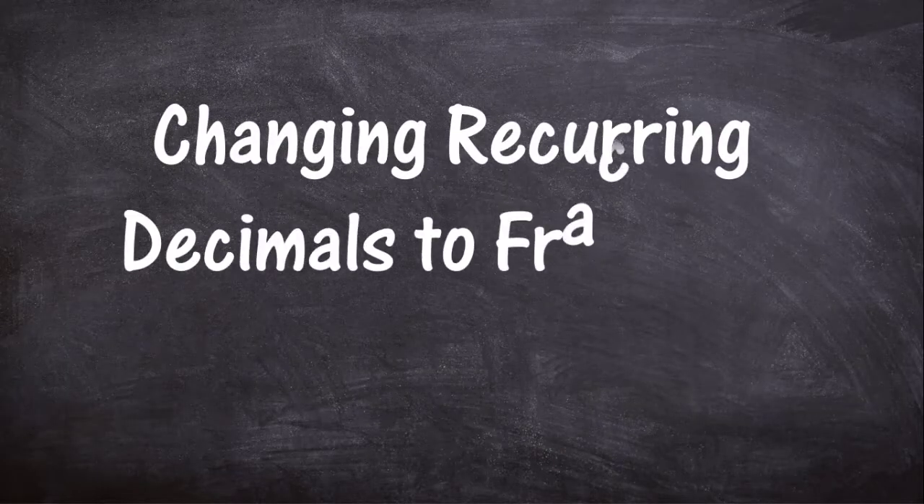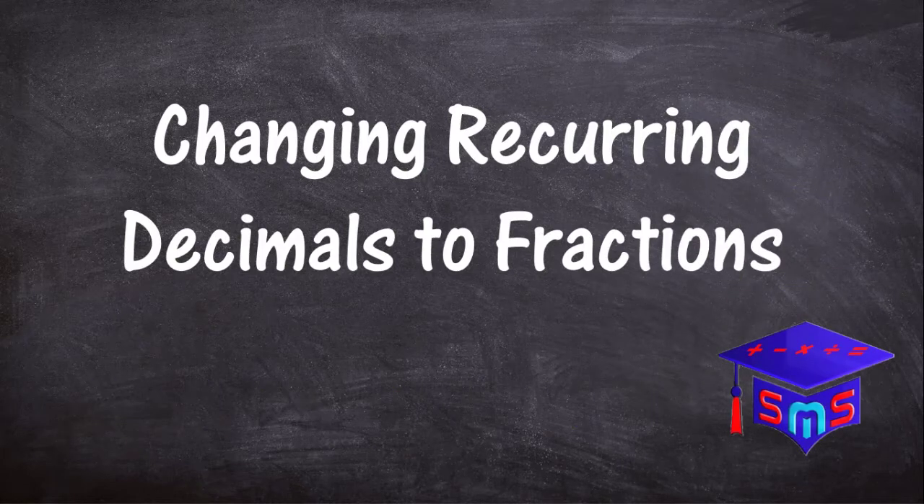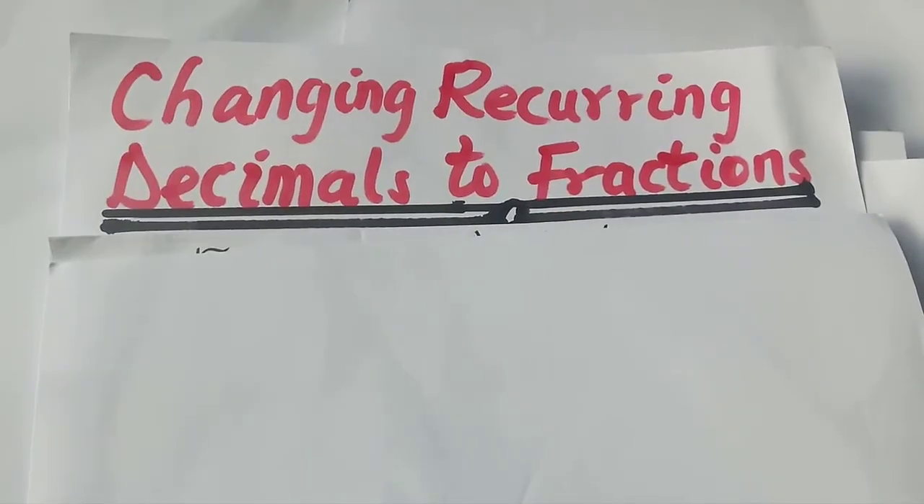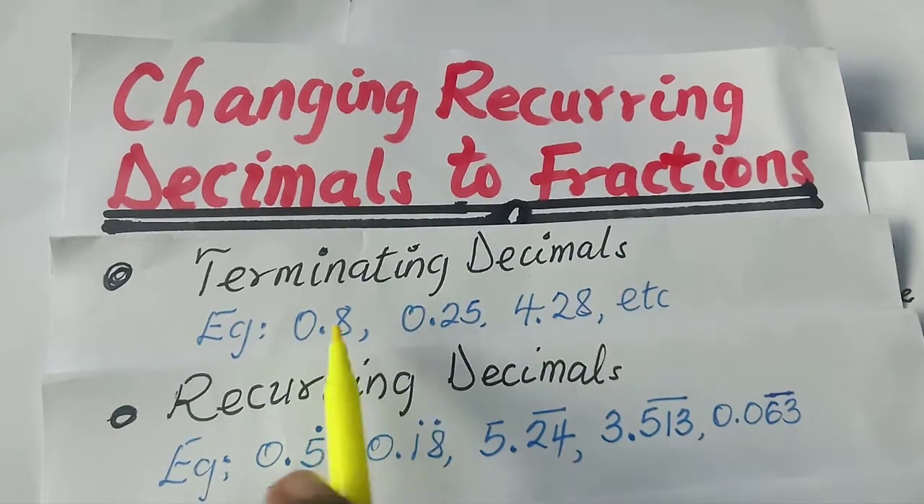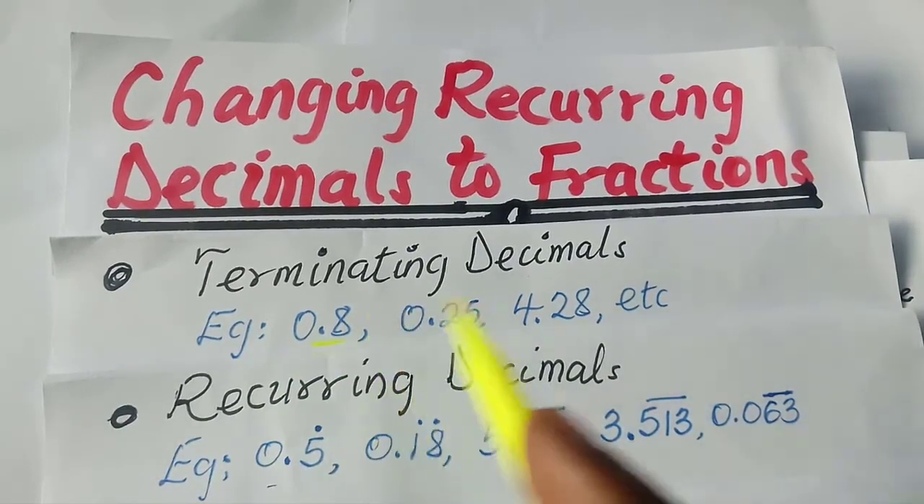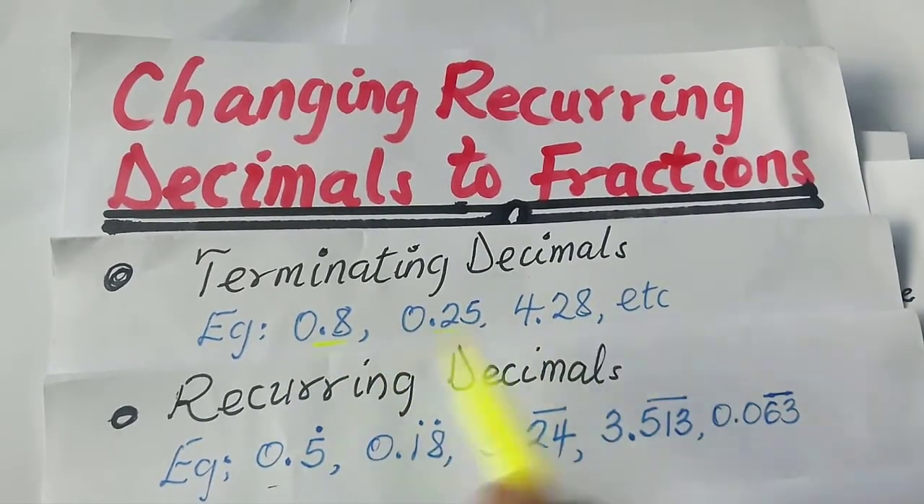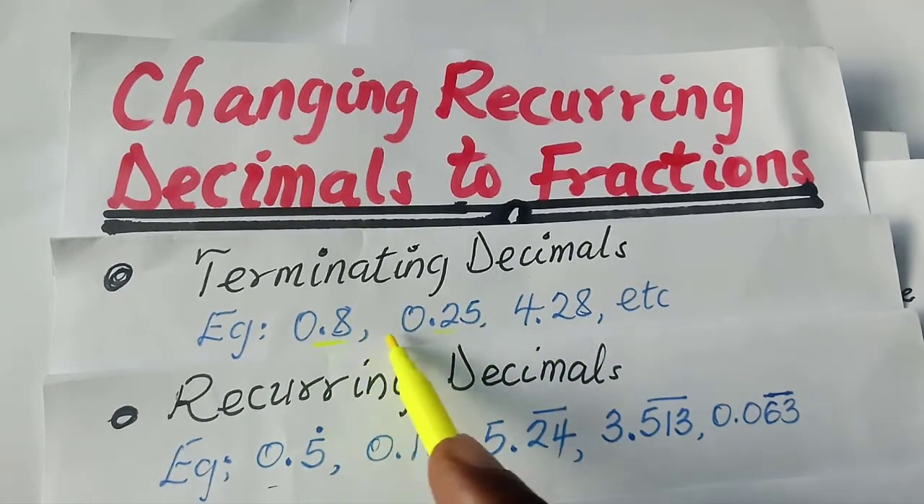Today we are going to look at how to change recurring decimals to fractions. In a previous session we talked about terminating and recurring decimals. You can check my video on rational and irrational numbers. We said terminating decimals of this form have an end, for example 0.8, 0.25, and all these are terminating decimals. It does not repeat.